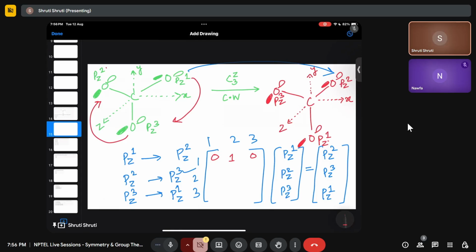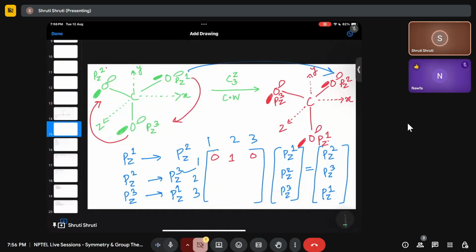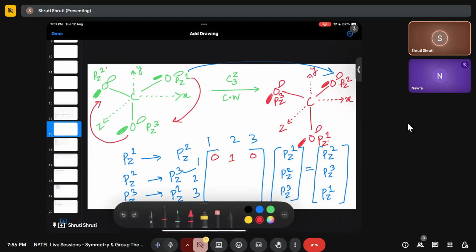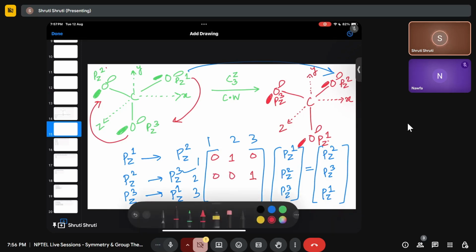Understood? Because how will it remember matrix multiplication? This will get multiplied to this, this will get multiplied to this, and this will get multiplied to this. Yes, to change 1 to 2, we have to put something at the place of 2. Similarly, 2 gets changed to 3, so we have to put something at the place of 3, because this will get multiplied, rest will be 0.